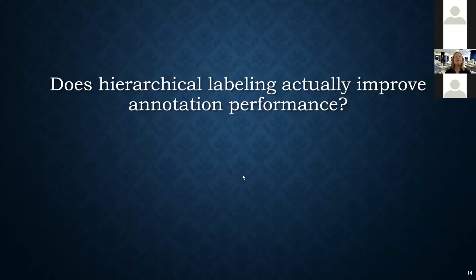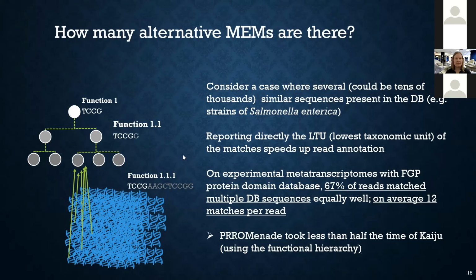So then the question is, does all this work to add these labels actually make a difference in practice? If we don't have very many repeating sequences, for example, in a database, maybe it doesn't make much of a difference. But indeed, in this case of microbiomes and functional annotation, there could be tens of thousands or even hundreds of thousands of similar sequences in a database.